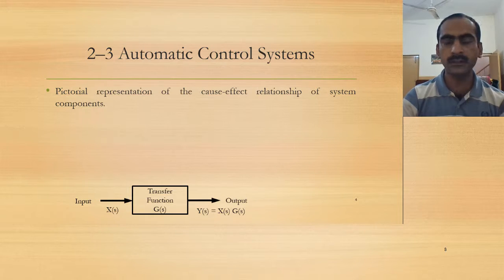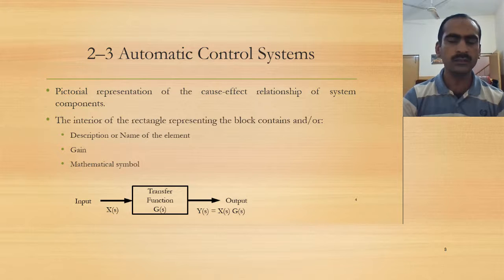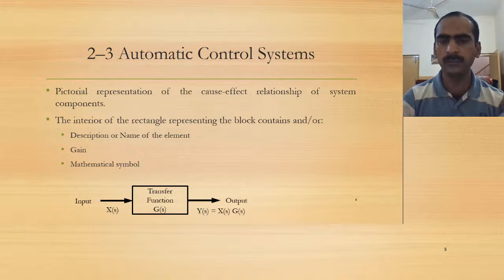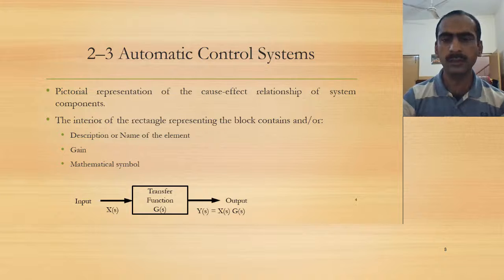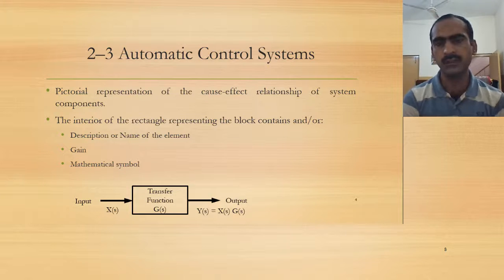A block diagram is like a black box that gives the input-output relationship of a system. We show a system in terms of a block diagram, and inside a block diagram sometimes it contains the name of the system, or sometimes a description of that system. It's just like a black box. We are not giving so many details, and the block diagram can be further divided into sub-block diagrams.